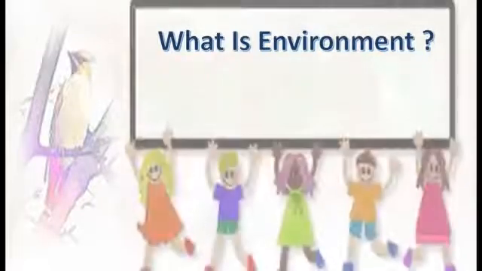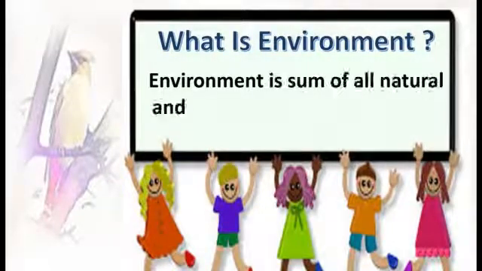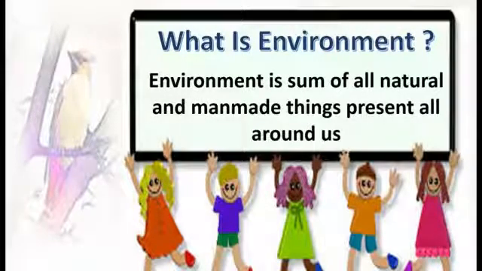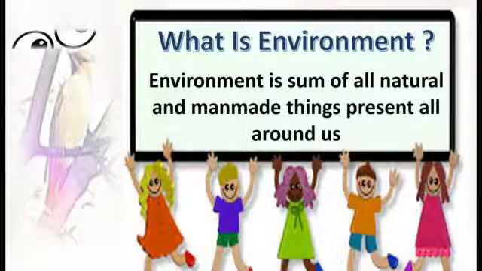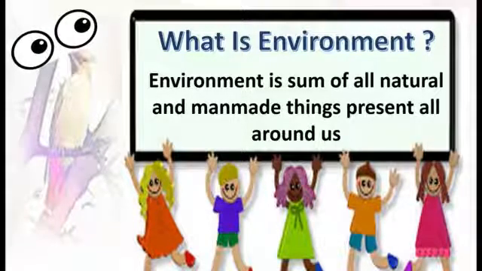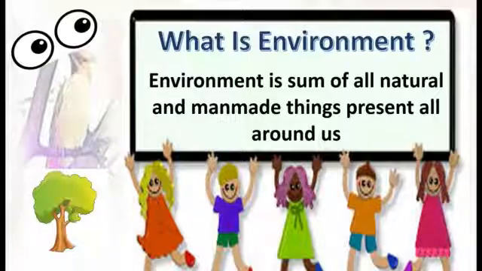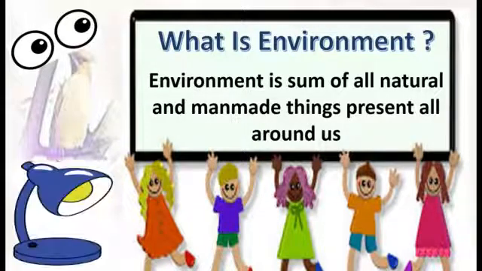Environment is the sum of all natural and man-made things present all around us. In simple terms, whatever we see in our surroundings, such as sun, trees, table, animal, lamp, etc., are collectively called environment. The term environment is derived from the French word environneur, which means neighborhood. It is our basic life support system.